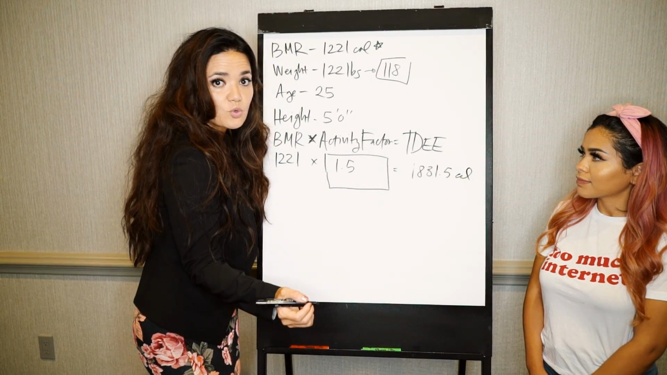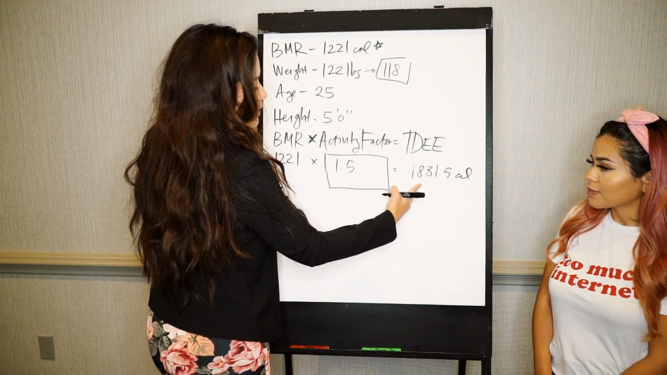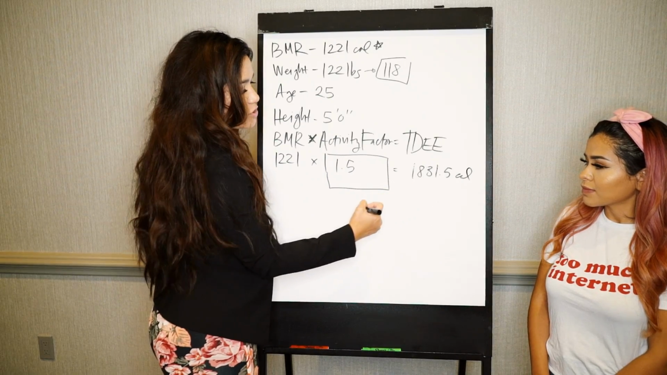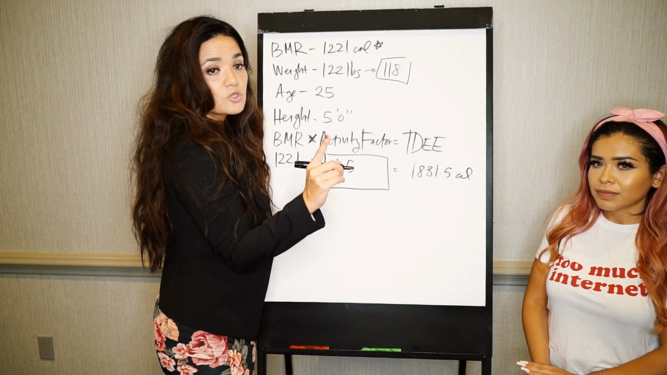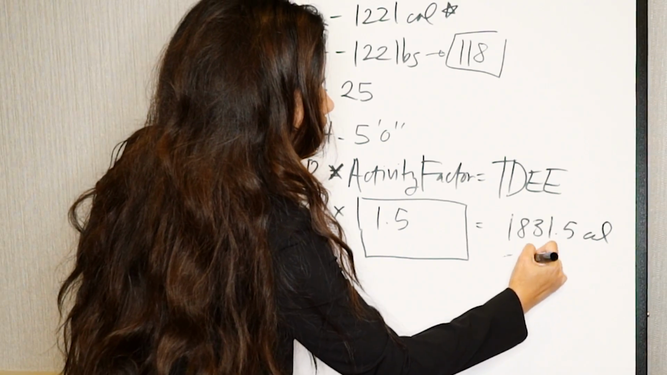Now Alva expressed she wants to lose weight. So we're going to apply a caloric deficit. So if she wanted to lose 1 pound of body fat per week, she would need to drop 500 calories per day.